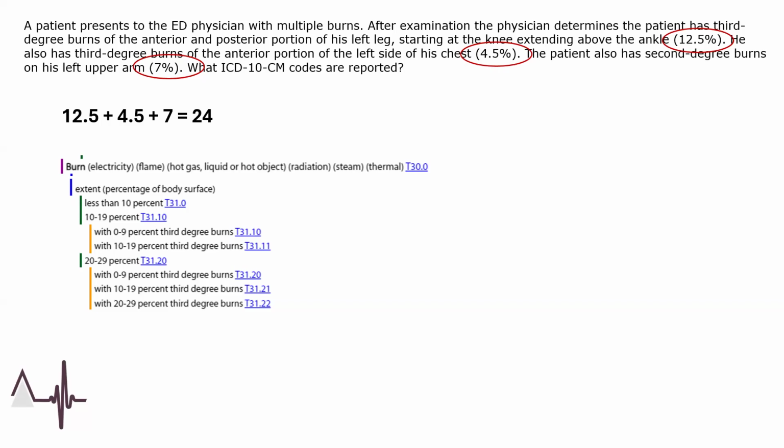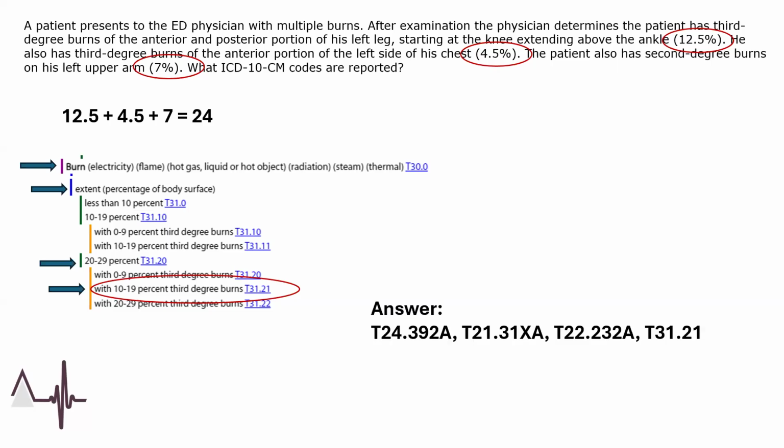Look in the alphabetic index for burn extent, 20 to 29%, with 10 to 19% third-degree burns, referring you to T31.21. The TBSA codes are only 5 characters long, and you do not need a seventh character to complete the code. These are the answers for this question: T24.392A, T21.31XA, T22.32A, and T31.21. This covers the leg, the chest, the arm, and the extent of the burn.